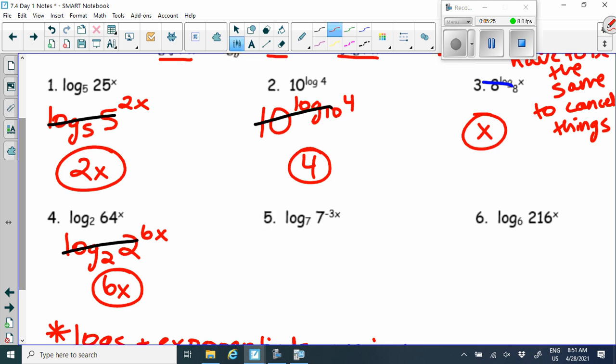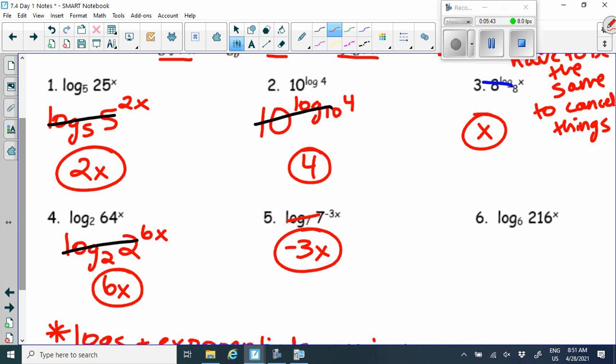Okay, on number 5, is the base on my log and the base on the exponent exactly the same? Yes, we have log base 7 of 7 to the negative 3x. So since they are exactly the same, they can cancel out, and we're left with negative 3x. Okay, last one, log base 6 of 216 to the x.